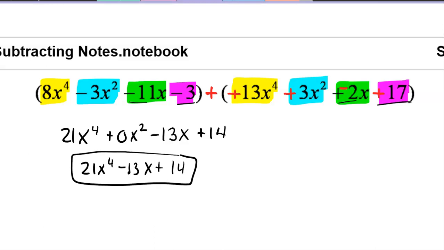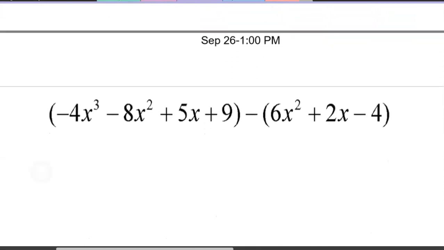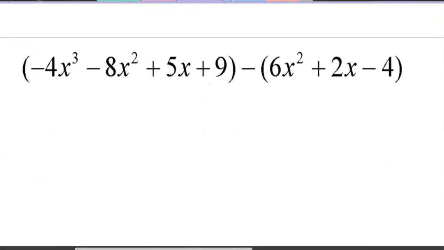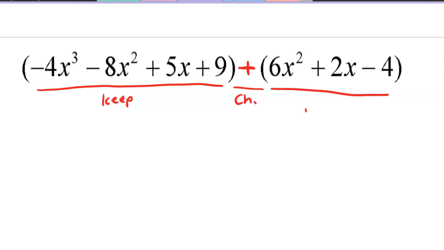One more example we'll go through together, and then I'll have you do a couple to try as we wrap up this lesson. So here's another one. What I want you to do right now is, I'm going to slowly do this, but please go ahead and try to do the keep, change, flip so that we can convert this into an addition problem. Okay, so we're going to keep the first term. We're going to change the middle term to a plus, and then we're going to flip everything in the second polynomial to the opposite sign. So negative, negative, positive. Negative, negative, positive. So it's just the opposite sign that it was when we started.